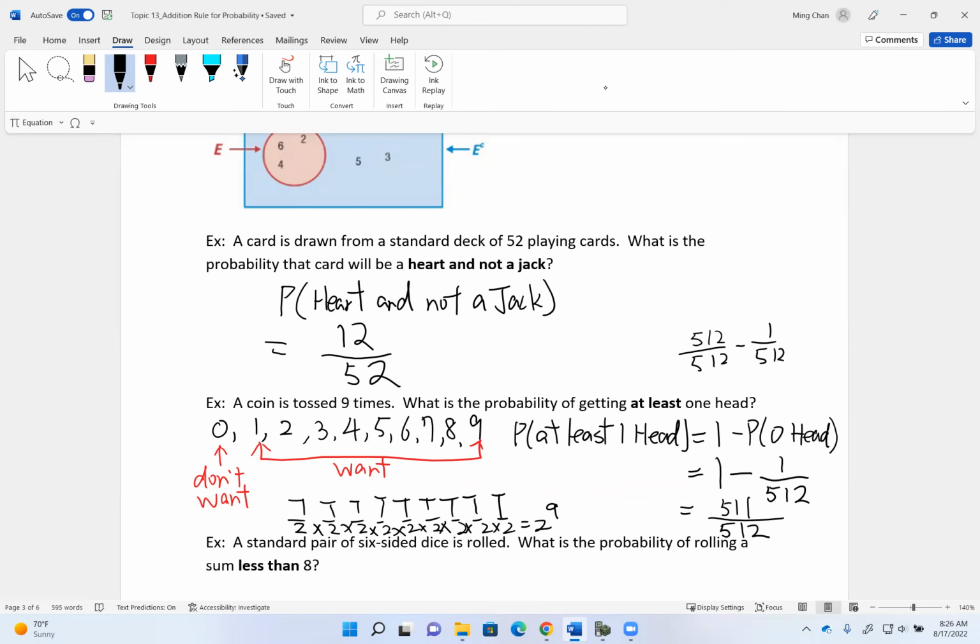So what I want is at least one head. That means I want 1 all the way to 9 heads out of the 9 flips. I can have 1 head in the 9 tosses, or I can have 2, or 3, or 4 heads out of 9 tosses. The word "or" means I'm going to add up the number of ways to get 1 head out of 9 flips, the number of ways to get 2 heads, the number of ways to get 3 heads, and so on. Adding all those ways together gives 511, which is a lot to count. That's why it's easier to figure out what you don't want, which is 0 heads, and subtract from 100%.